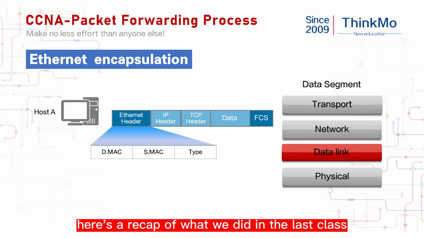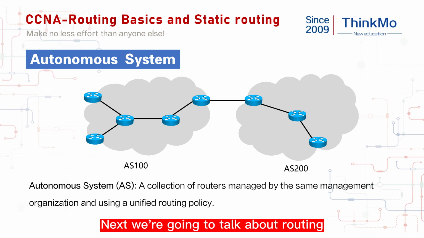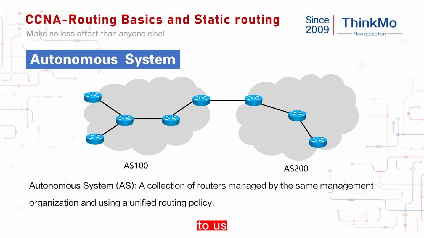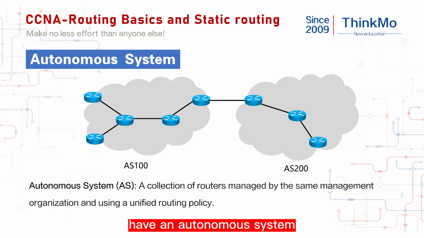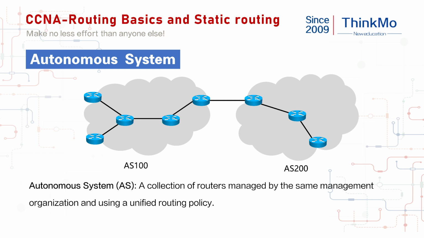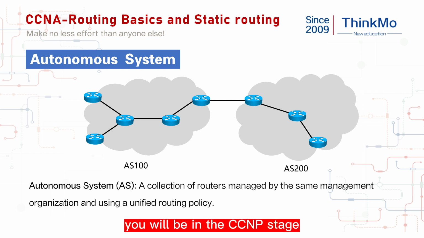Okay, that's a recap of what we did in the last class. Next we're going to talk about routing, and to us, an autonomous system. In the future, you will cover this in the CCNP stage.